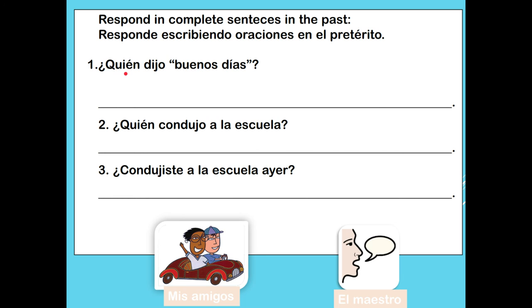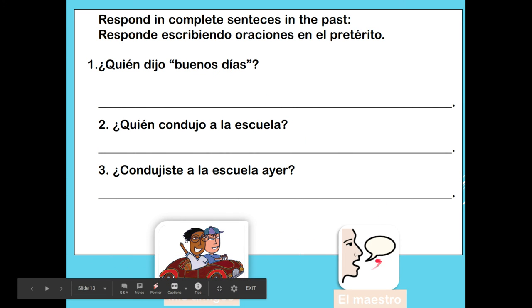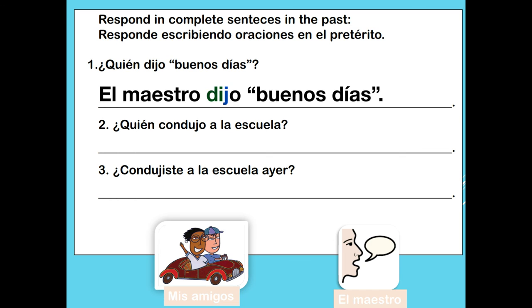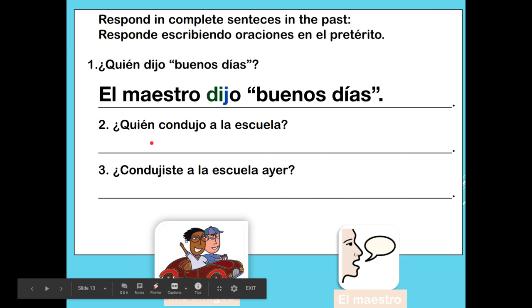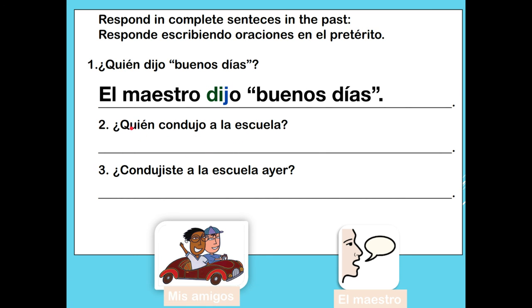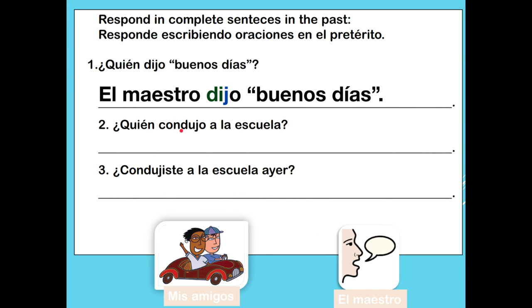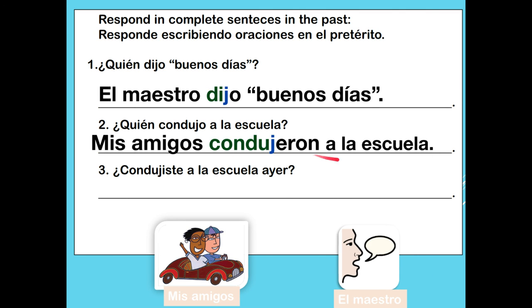¿Quién means who? That comes from the verb decir, to say. So, who said buenos días? If we look at las fotos, well, lo lógico es el maestro, ¿correcto? Entonces, well, ¿quién? Well, el maestro. Who? The teacher, right? And then answering a complete sentence, the teacher said good morning. El maestro dijo buenos días. Bien. La siguiente pregunta. ¿Quién condujo a la escuela? ¿Quién? ¿Mis amigos? ¿O quién? El maestro. Condujo, well, condujo we know means to drive. So who drove to the school? So in this case, mis amigos. Mis amigos condujeron a la escuela. My friends drove to school.